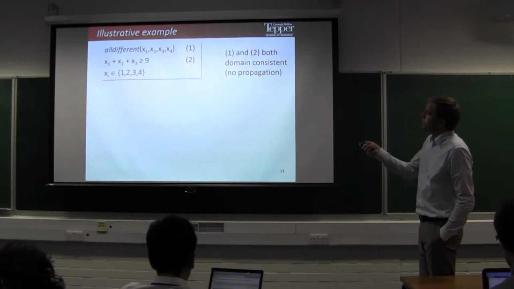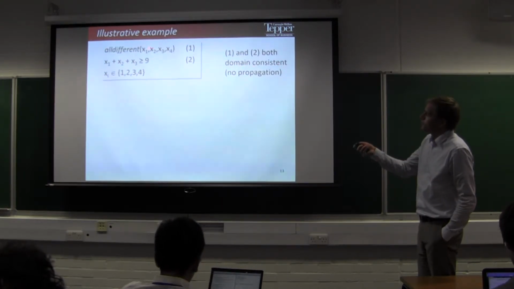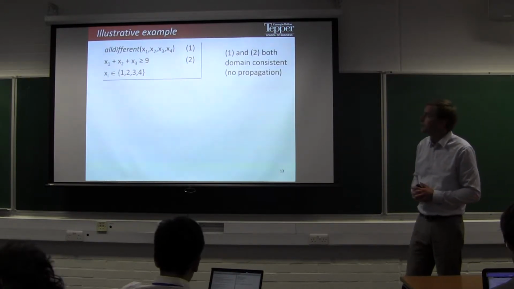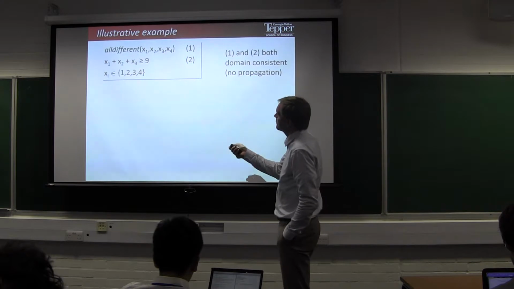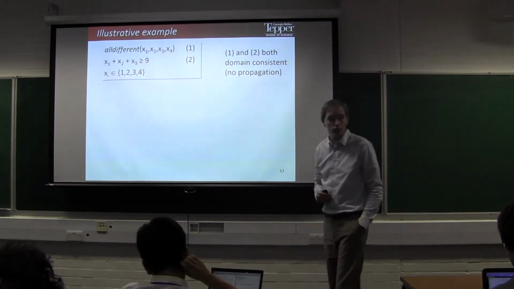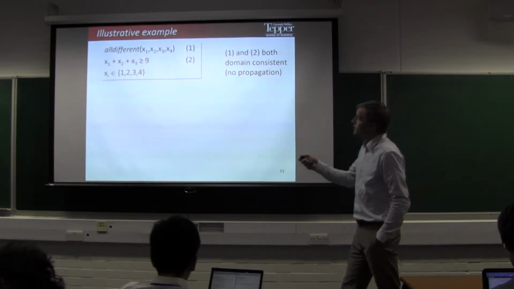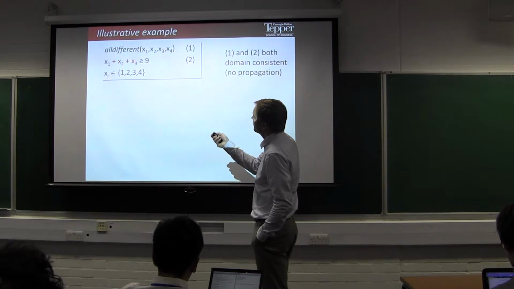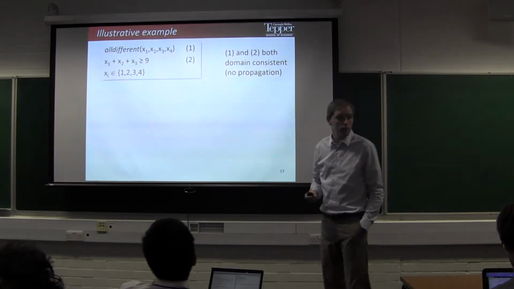There's something called domain consistency, meaning a constraint is domain consistent if I cannot reduce the domains any further. Both constraints are domain consistent. With these full domains 1, 2, 3, 4, there's nothing I can deduce for the all different constraint in isolation. I can take a 1 for x1 and take a 4 and a 4 here. Right?